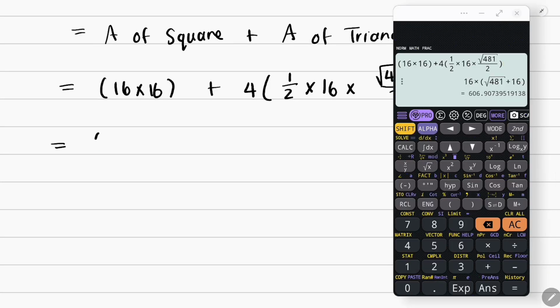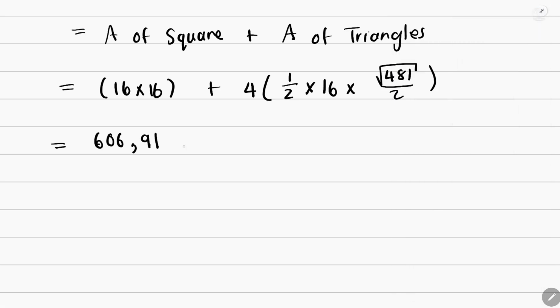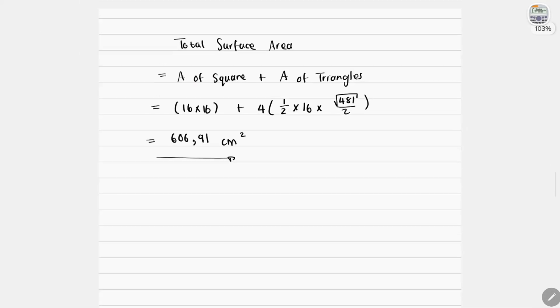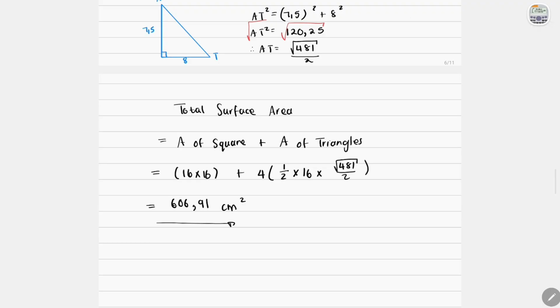So finally, the answer is 606.91, rounded off to 2 decimal places. And remember that it's an area, so this is centimeters squared, and that is our answer. And that is it for question 4.